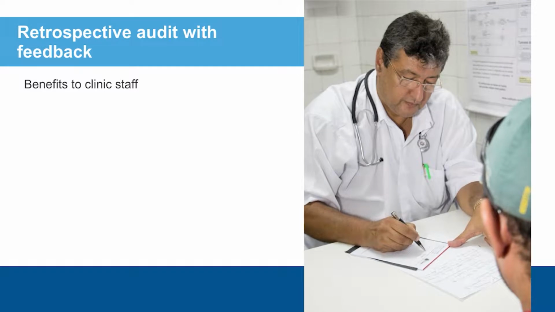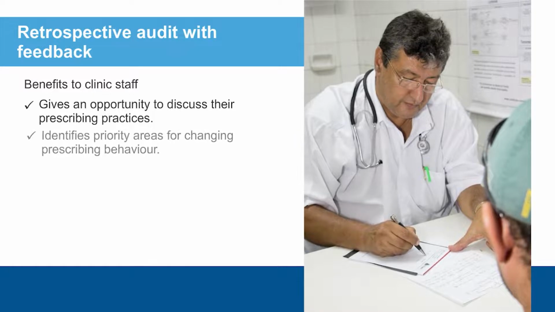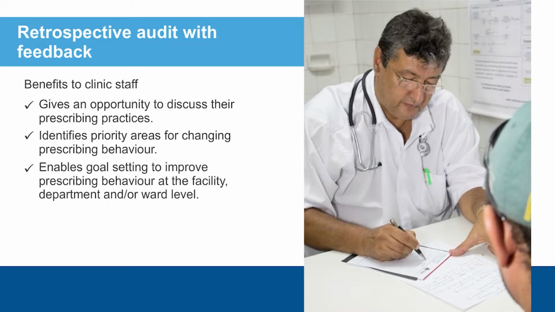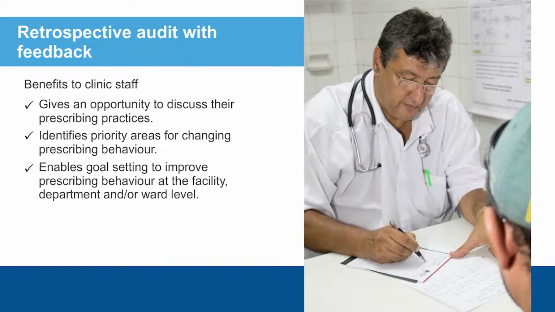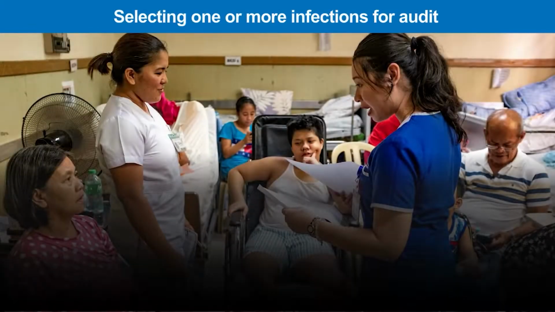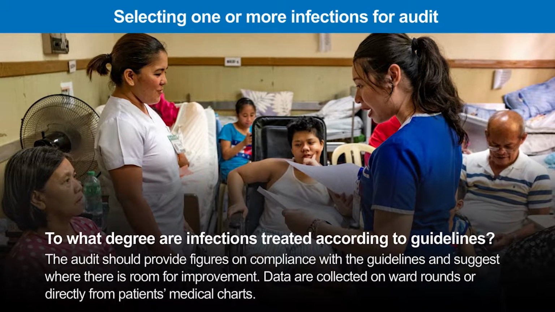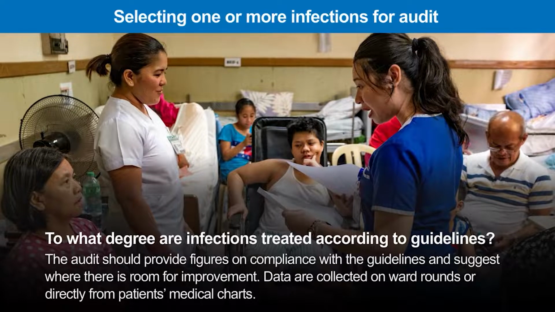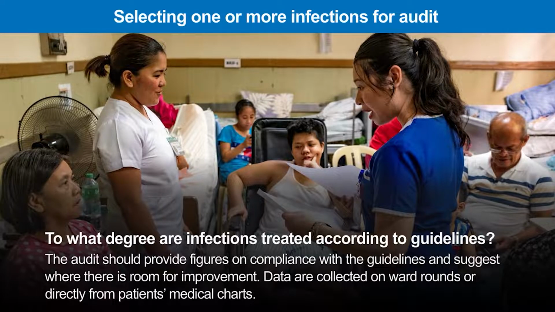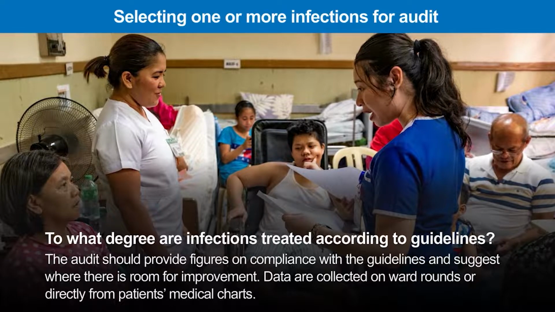The benefits to clinic staff are that it gives an opportunity to discuss their prescribing practices, identifies priority areas for changing prescribing behaviour, enables goal setting to improve prescribing behaviour at the facility, department and/or ward level. When selecting one or more infections for audit, a key question is, to what degree are infections treated according to guidelines? The audit should provide figures on compliance with the guidelines and suggest where there is room for improvement. Data are collected on ward rounds or directly from patients' medical charts.